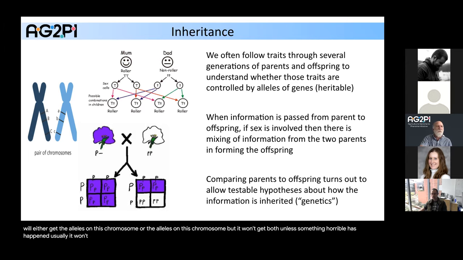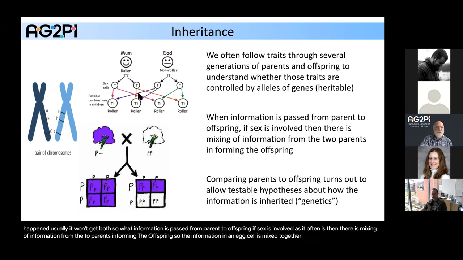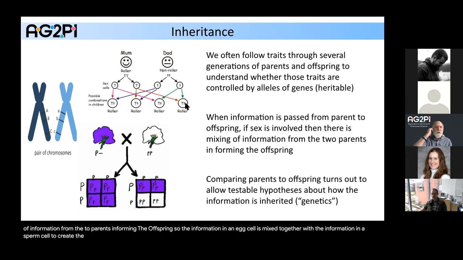Usually, it won't get both. So when information is passed from parent to offspring, if sex is involved, as it often is, then there is mixing of information from the two parents in forming the offspring. So the information in an egg cell is mixed together with the information in a sperm cell to create the zygote. Now, this is not news to most of you, I'm sure, but we need to understand that to get to where we have to go.